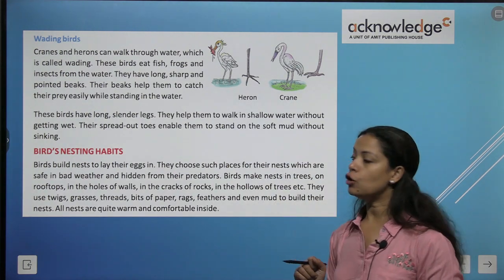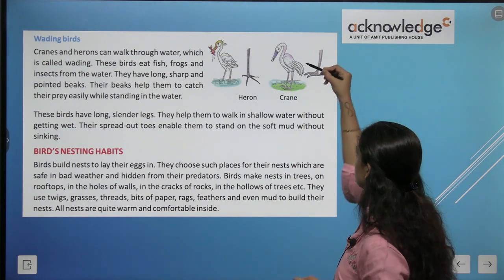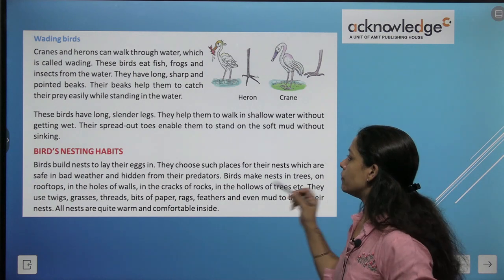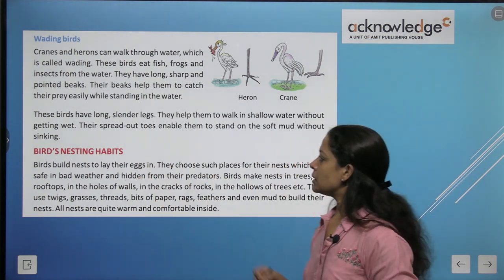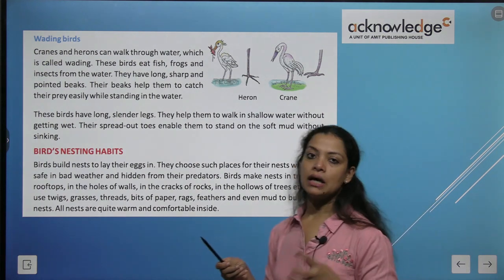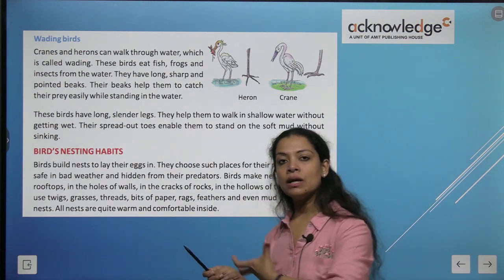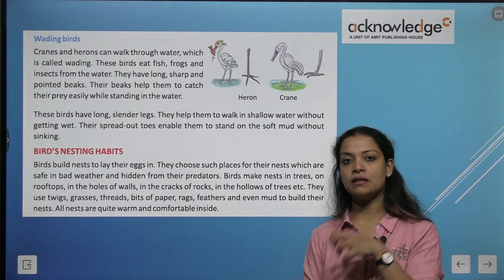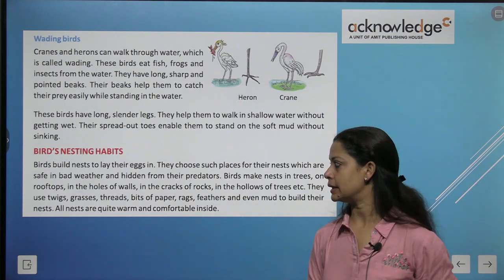These birds have long, slender legs. See, they have such long, slender legs. They help them to walk in shallow water without getting wet. Their spread out toes enable them to stand on the soft mud without sinking. So, how are they able to stand? Because they have spread out toes, which makes a grip on the land, and they don't fall.